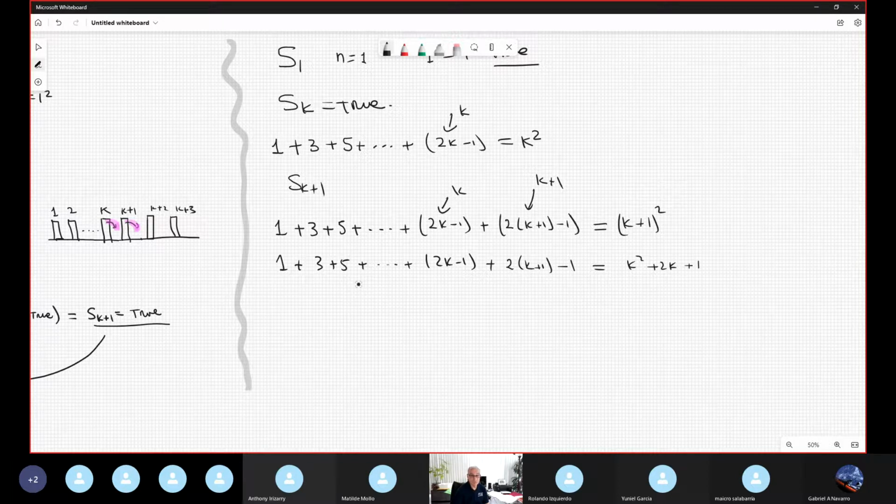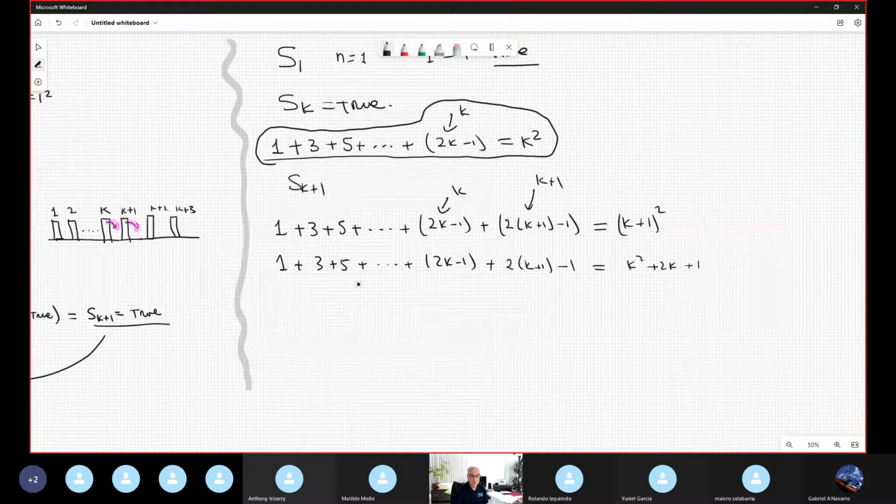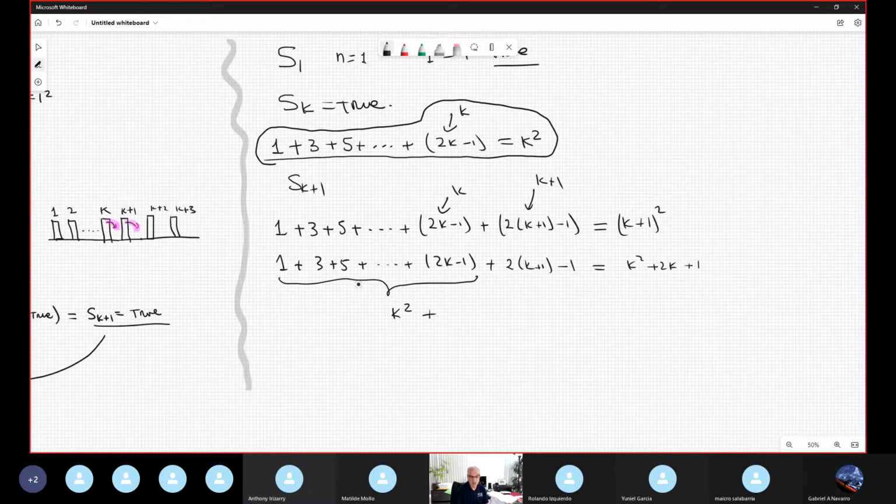Now, the thing I assume to be true is this part. This part, by the way, is equal to k squared. This is the assumption. Plus, I distribute it now. This is the moment to distribute it.